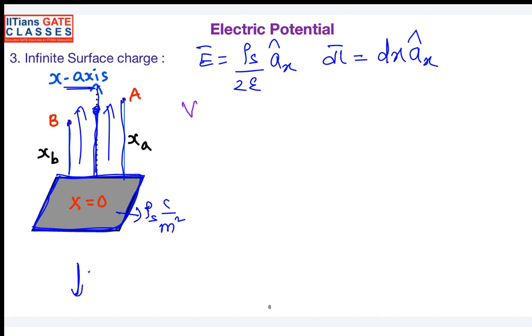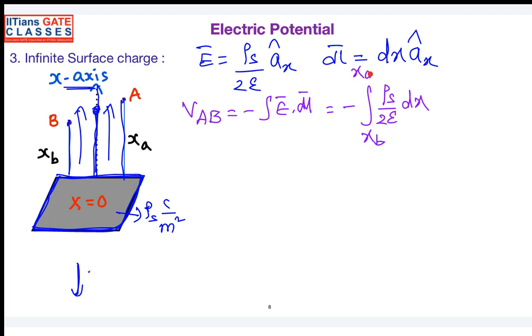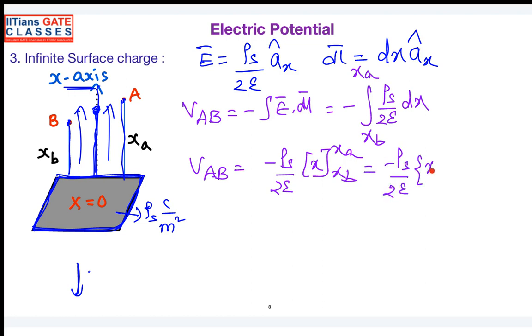So VAB is equal to minus integral E dot dl. That will be minus integral rho s by 2 epsilon into dx, and the lower limit is point B and the upper limit is point A. So VAB is equal to minus rho s by 2 epsilon times the integration of a constant, which is x, from xb to xa. Finally it will become minus rho s by 2 epsilon times (xa minus xb).